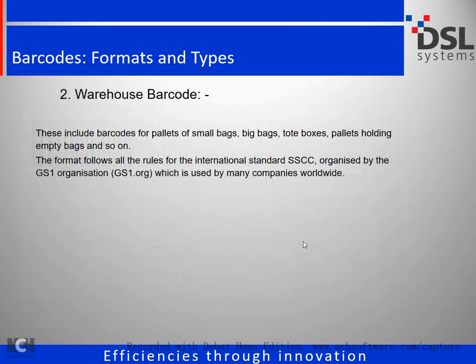So let's go on to the second type of barcode, what we call a warehouse barcode, and it's used for everything in the warehouse: small bags, big bags, tote boxes, pallets holding empty bags, spares, and anything else you want to track around your warehouse. So the type of barcode is what they call an SSCC barcode, and it's defined by an organization called GS1, and it's used by many companies which transport pallets and so on around the world.